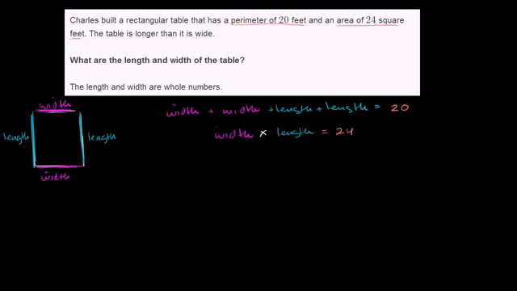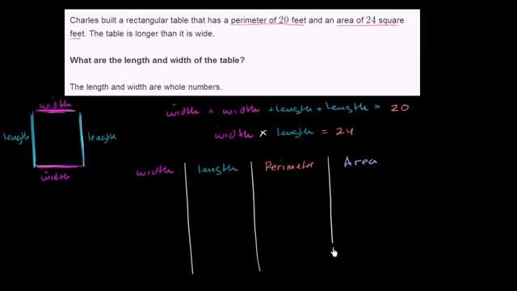So let's figure that out. Let me make 2 columns here. One column I'm going to call width, another column I'm going to call length. And then I'm going to write down the perimeter, I'll just write out the whole word, perimeter. And then let's write out area. Let me make it a table here, and then I can try things out.